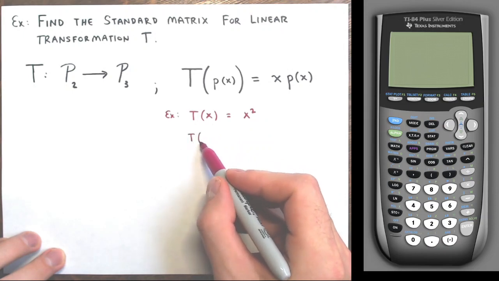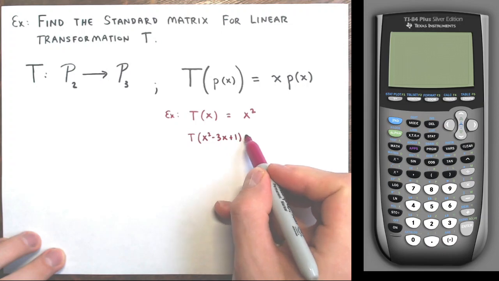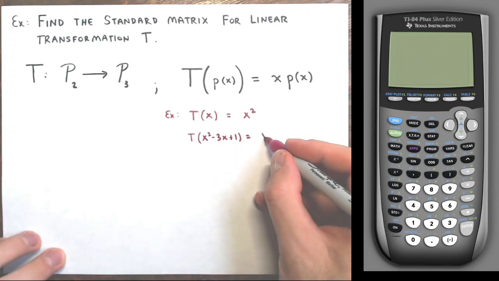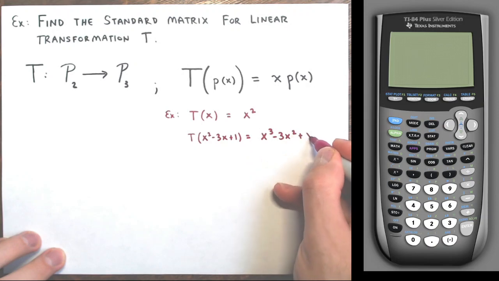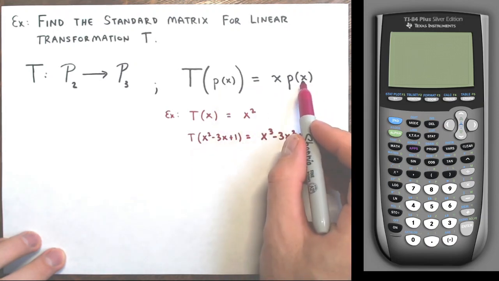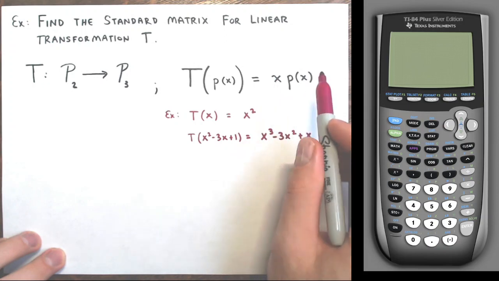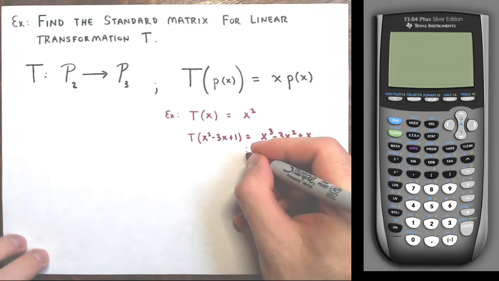T of x squared minus 3x plus 1 would be equal to x cubed minus 3x squared plus x. Right, just multiplying the input P of x, the input polynomial, by x. So you would be distributing the x. That's why I got this here, multiplying every term by x. So yeah, I could do this all day long, right?